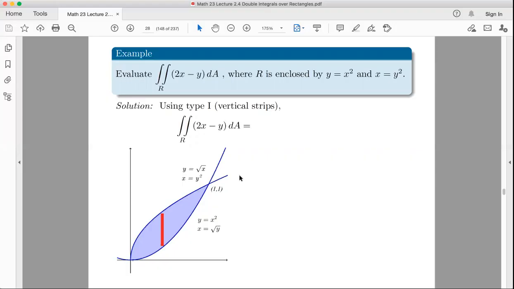So to set up our double integral, we need lower and upper limits for the inner integral. Since this is a type 1 region, we can use vertical strips. And the lower limit here would be y equals x squared, and the upper limit would be y equals what? Take note that the curve which is above the region, which covers the upper part, is x equals y squared. And from there, we solve for y, and we get y equals the square root of x.